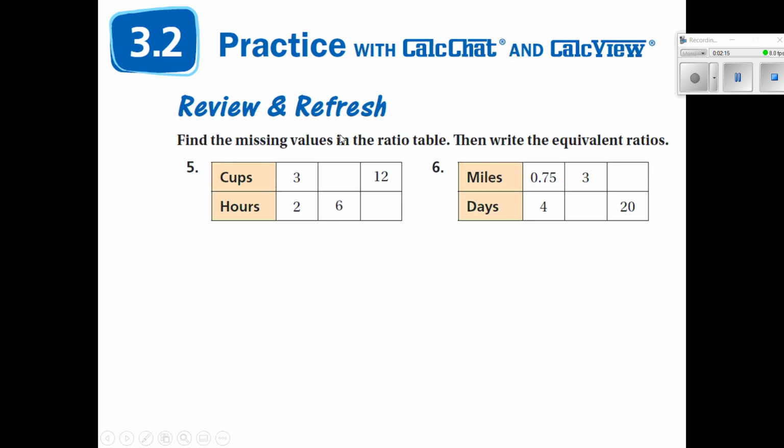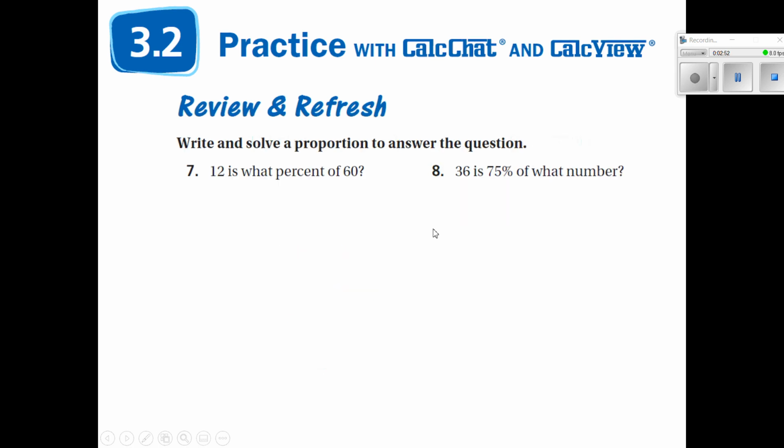Number 5 is next. Find the missing values in the ratio tables and write the equivalent ratios. Well, I have to figure out what comes next in each of these. For this one here, I took 6 divided by 2, I get 3, which means I multiplied by 3. So I can take this and multiply it by 3 and get 9. Over here, I took 12 divided by 3, that gave me 4, which means I multiplied 2 by 4. So I'm going to multiply 2 times 4 and get 8. So I should have 9 and 8. 9 cups, 8 hours. All right?